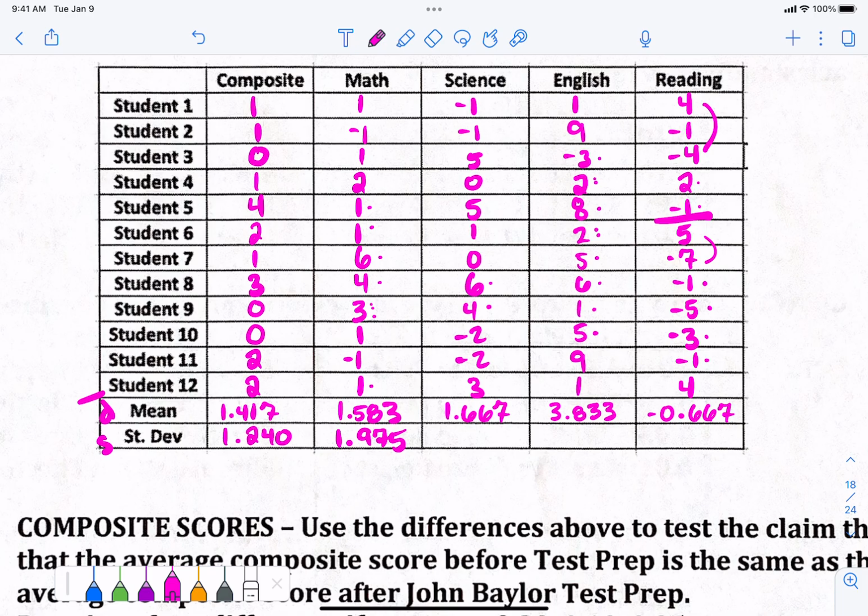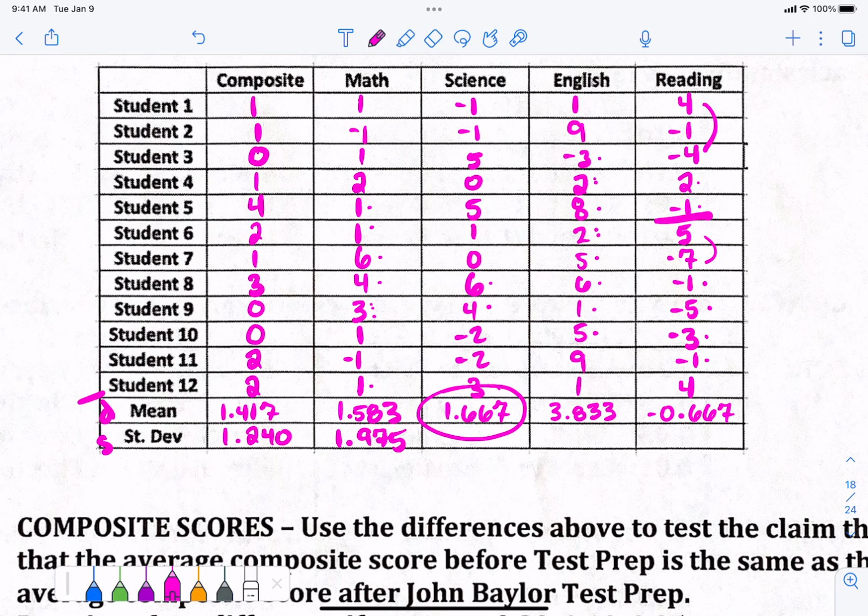We've got -1, -1, 5, 0, 5, 1, 0, 6, 4, -2, -2, and 3. Average is, my average is not right. Did anybody get a different average or did you get 1.67? Let me do that one.